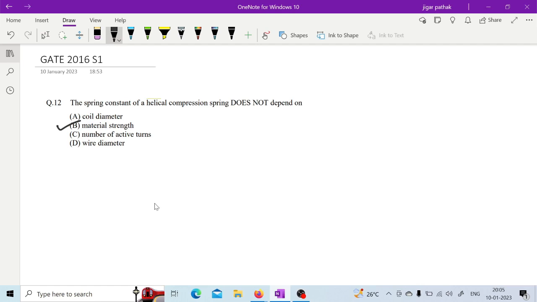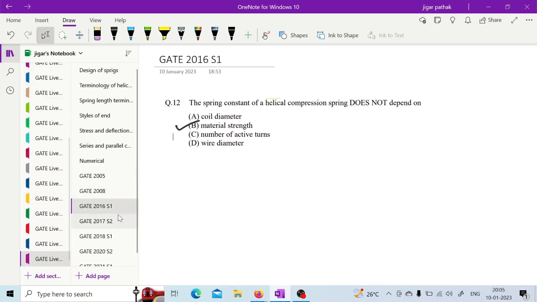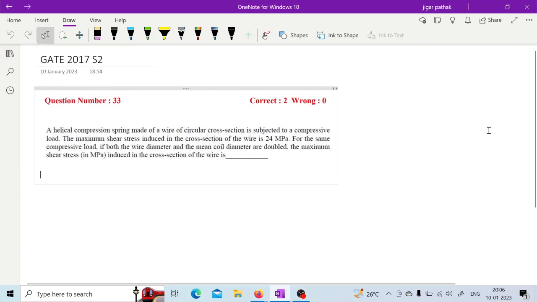Sir, but G is there in the expression. So what is G? It is the modulus of rigidity. Right, so that is why strength is not affecting this particular spring constant. But it also depends on material. Yeah, but here material strength, I guess they are discussing the Young's modulus. Correct, this is how we need to consider. Still I will check, right? Okay, now the next is from GATE 2017.